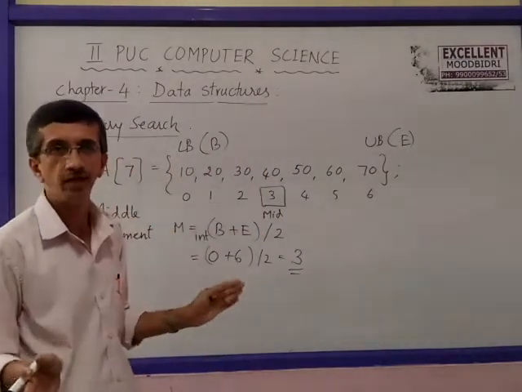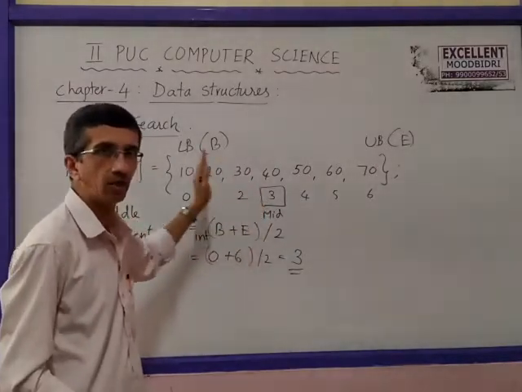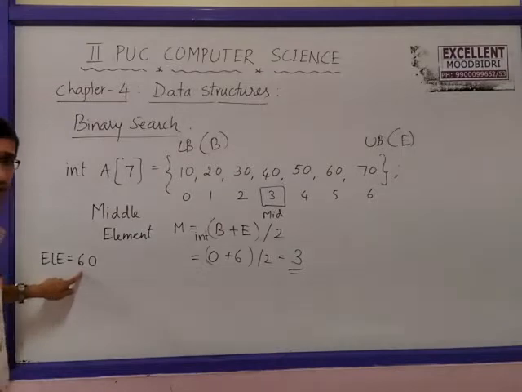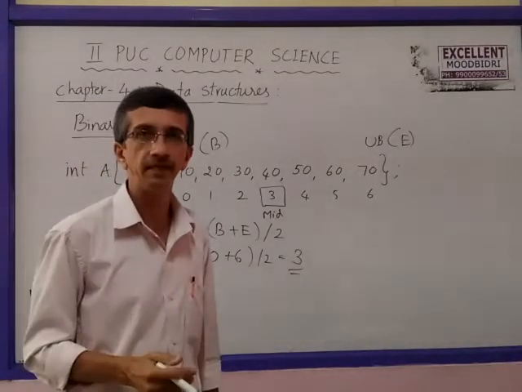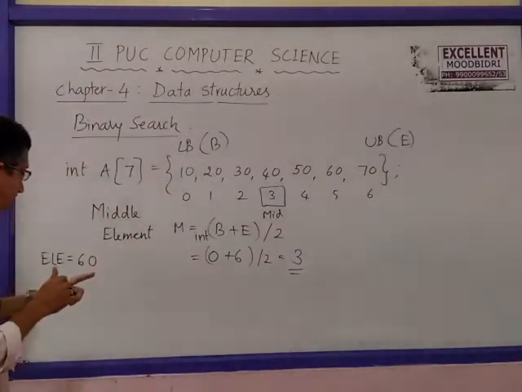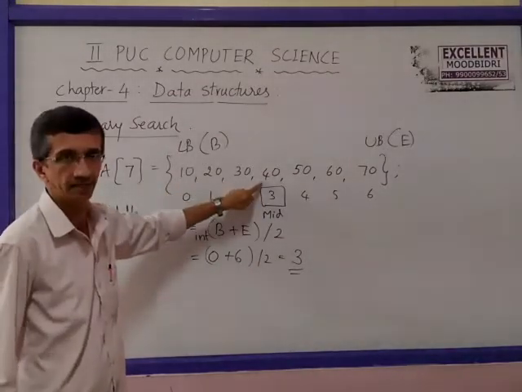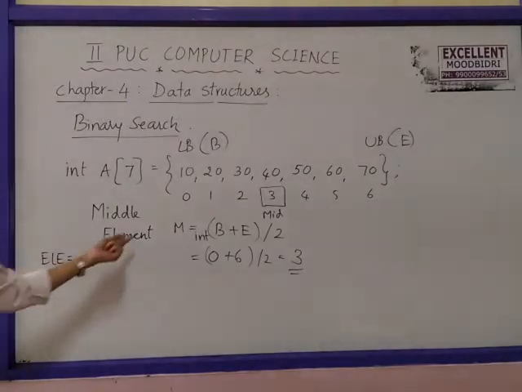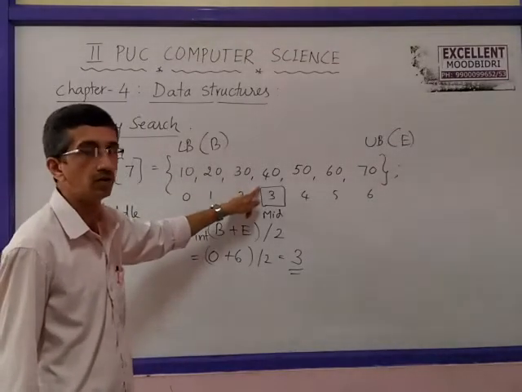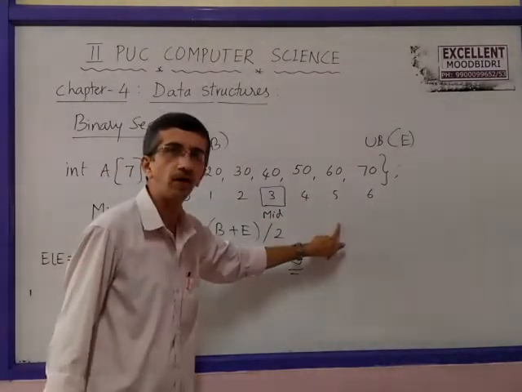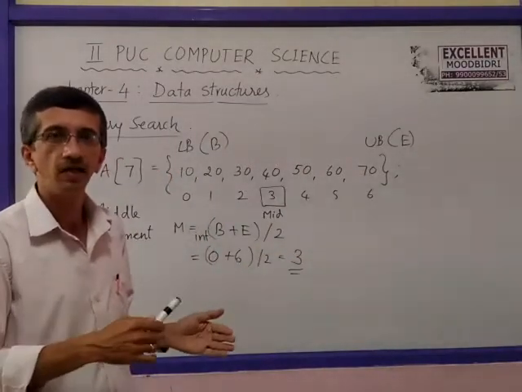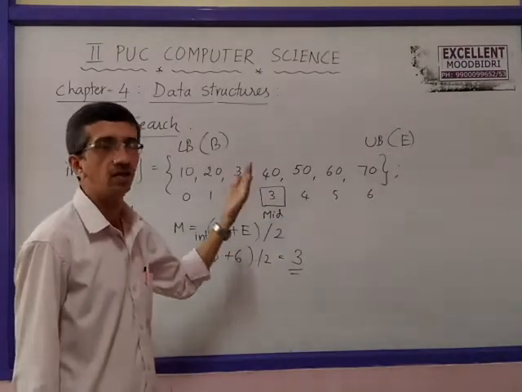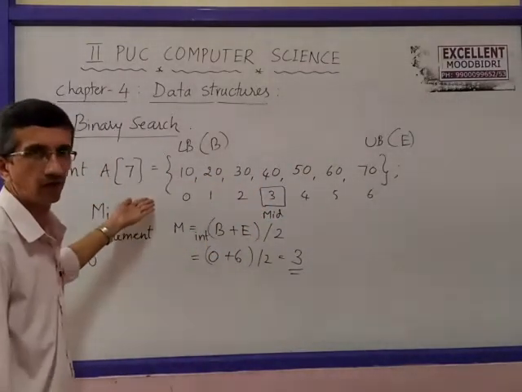We have divided the array into two sections with respect to the mid item, the lower section and the upper section. Now find out whether the search element is less than or more than the mid item. The search element is 60, it is more than the mid item 40, correct? So it is found in the upper half only, because the items are in ascending order. The item 60 cannot be in the lower half, definitely.